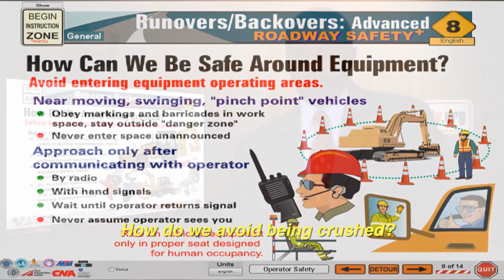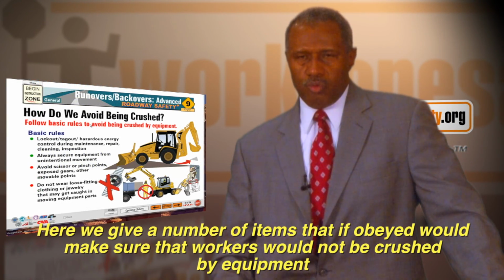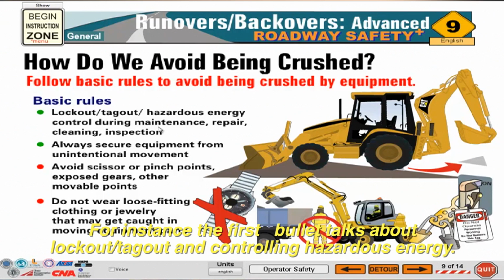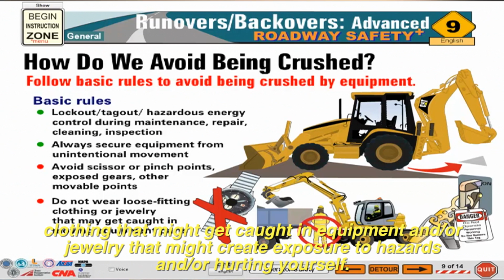How do we avoid being crushed? Here we give a number of items that, if obeyed, would make sure that workers would not be crushed by equipment. For instance, the first bullet talks about lockout, tagout, and controlling hazardous energy. Second bullet, always secure equipment from unintentional movement. Third talks about avoiding pinch points. And the fourth bullet talks about clothing that might get caught in equipment and/or jewelry that might create exposure to hazards and/or hurting yourself.